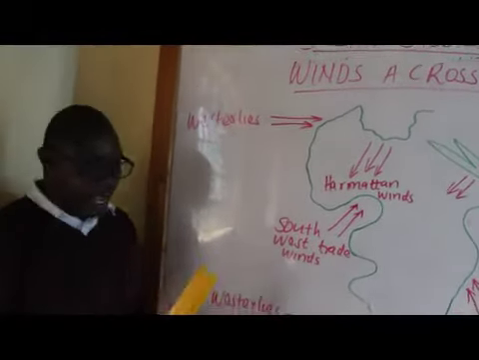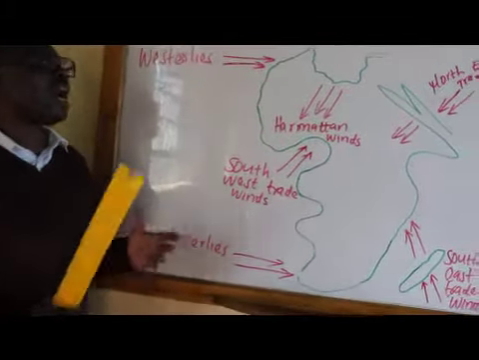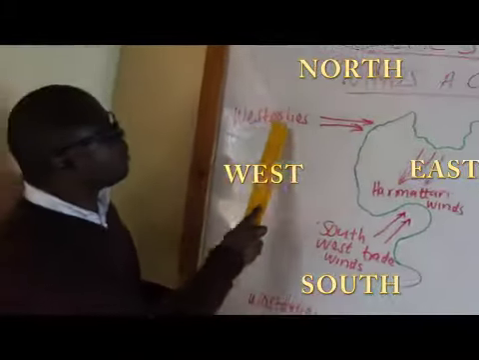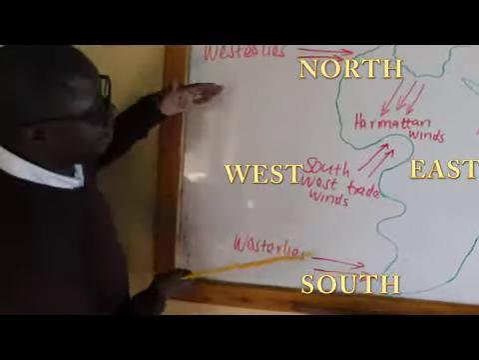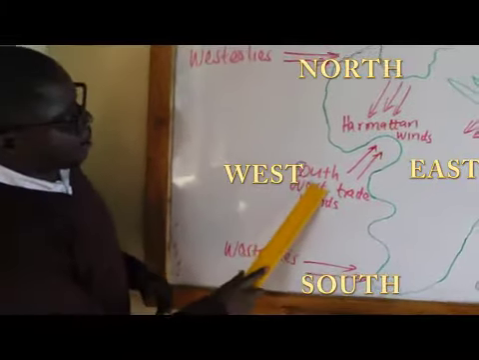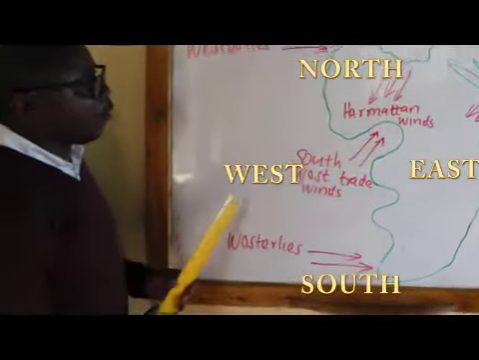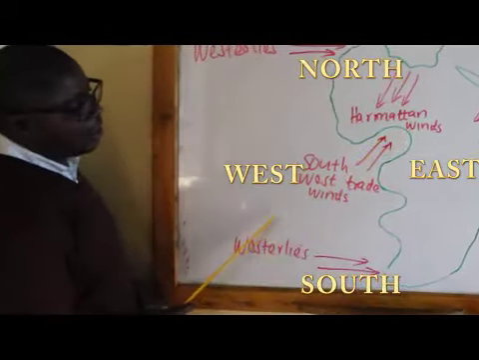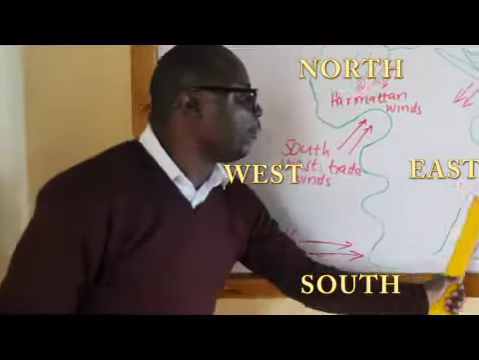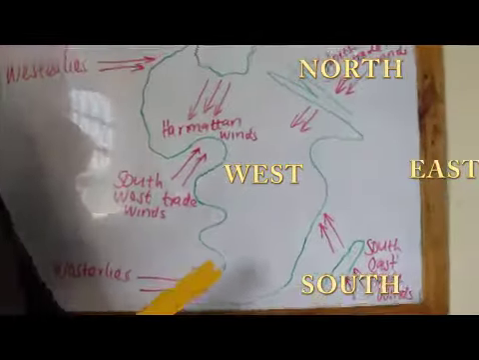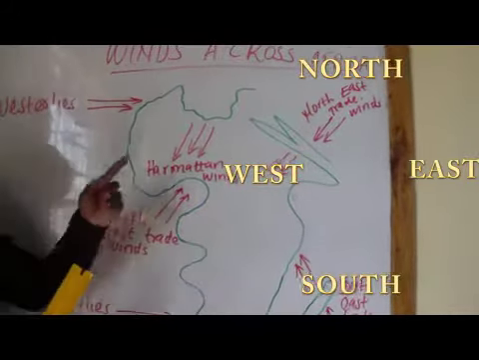Now, I would like you to understand that we name winds according to where they come from. When you look at winds like these ones indicated, we call them westerlies because they come from the west. Look at this wind. It is known as southwest trade winds, and indeed, according to the compass direction, this side is southwest. Then we have southeast trade winds coming from the southeast. Then we have the northeast trade winds coming from the northeast.